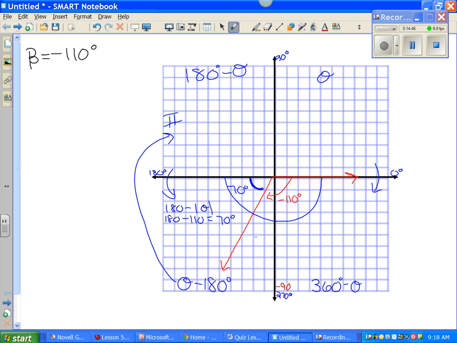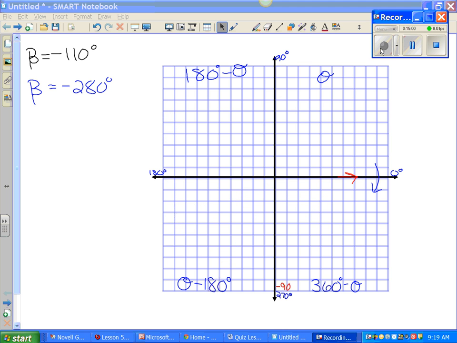What's the next one? Beta equals negative 280. Okay, so go ahead and try that one. I'm going to go over it in a second.